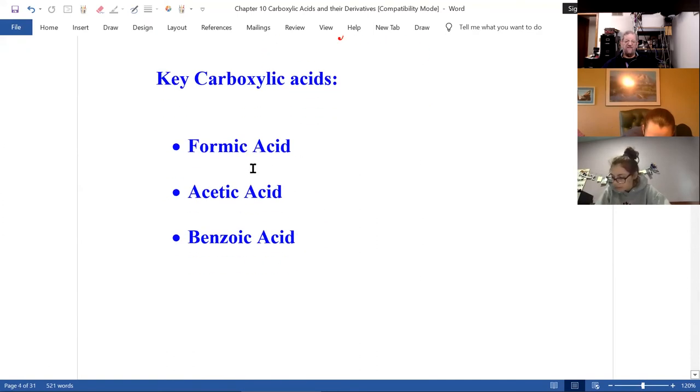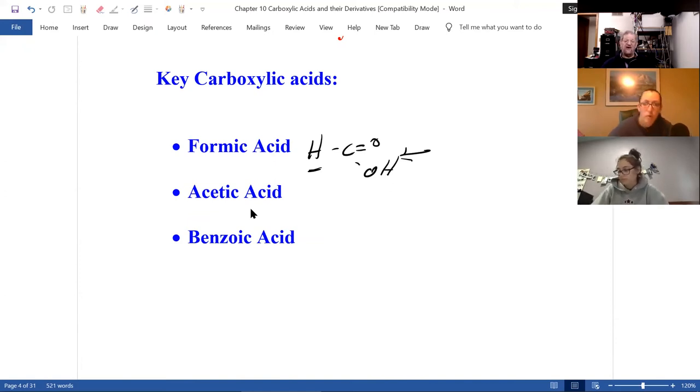A couple of important common names: formic acid, when R is H. This is the molecule that fire ants use, along with water and heat, to defend themselves, to give people what seems like a heat burn. It's really an acid burn.